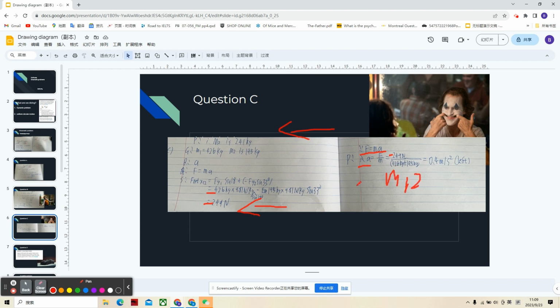Alright, since acceleration 1 equals acceleration 2 equals the combined acceleration, we just use, and we already knew this, negative 249 newtons is the net force on 1 and 2 combined, and we just substitute these numbers in, and we have 0.4 meters per second squared to the left direction. Okay, and we solved this question successfully.